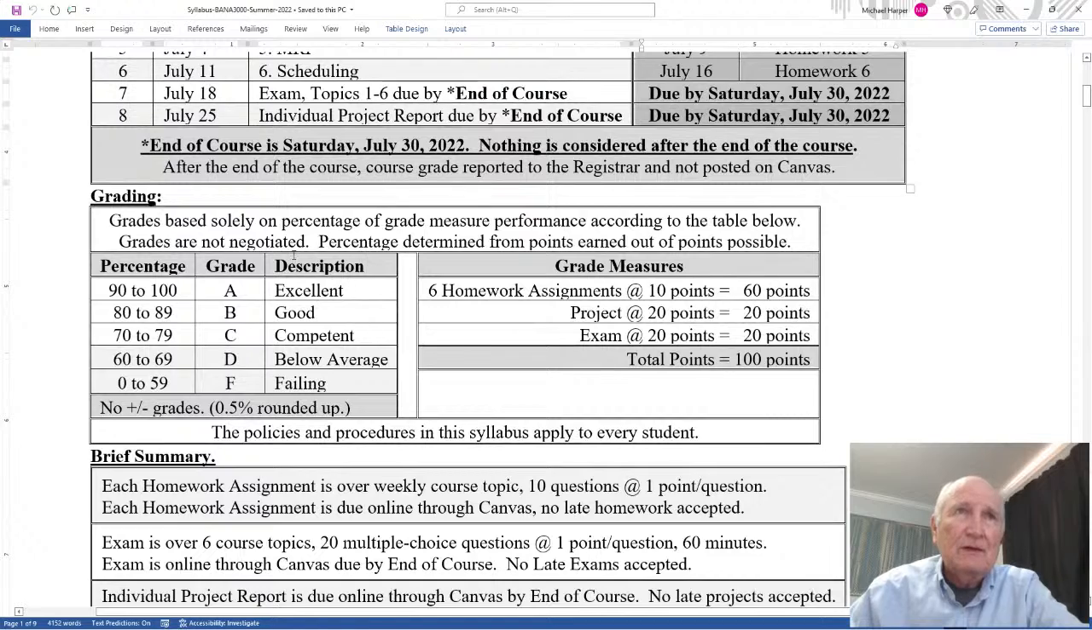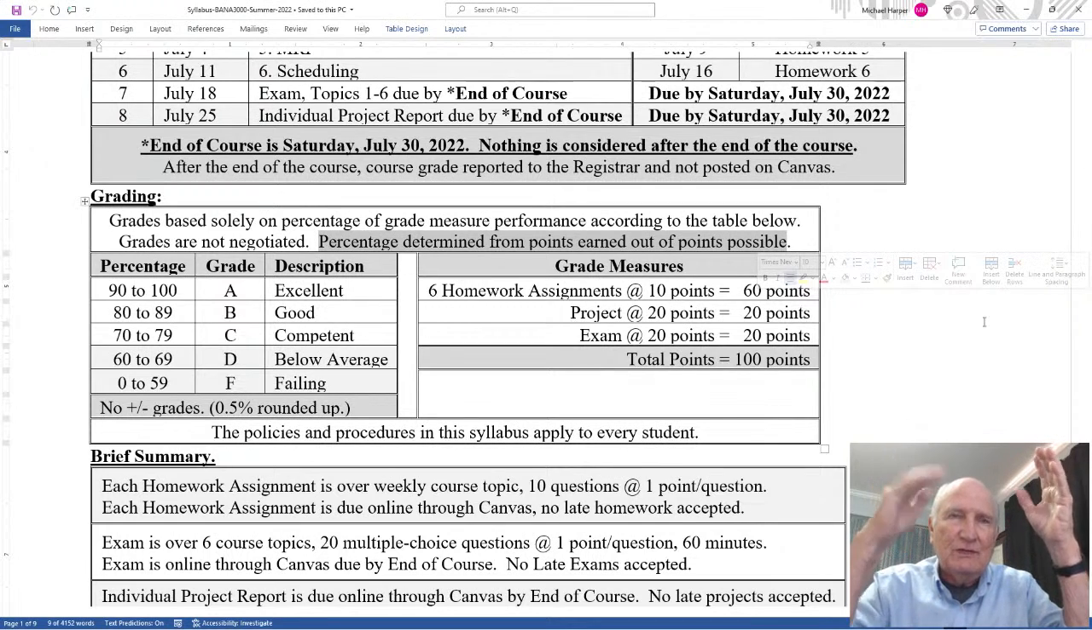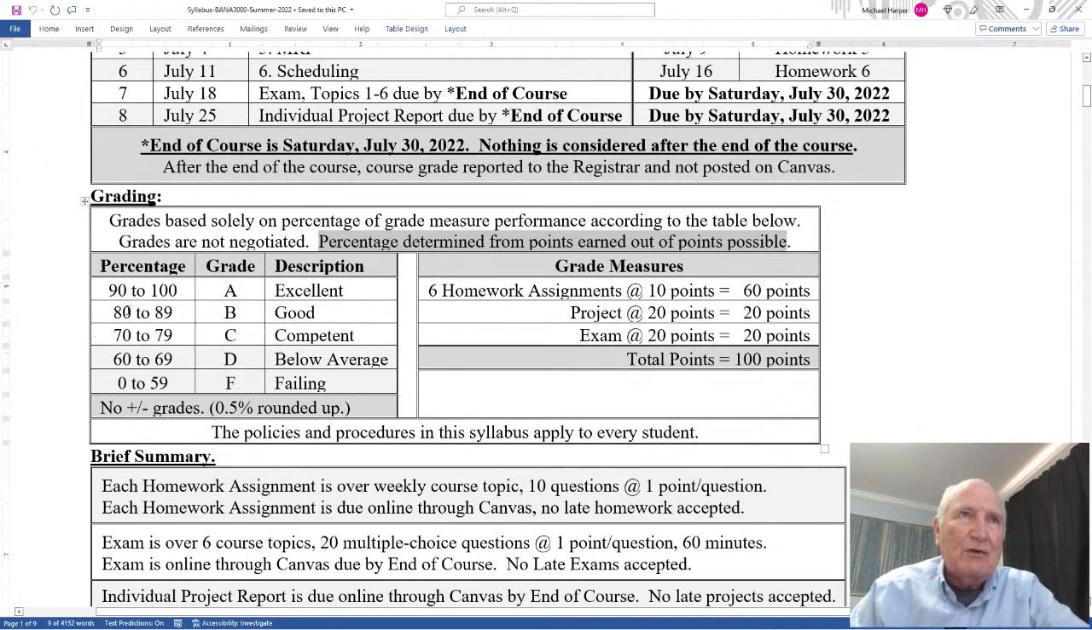As far as grading, grades are based solely on the percentage of grade measure performance according to the table below. Grades are not negotiated. Percentage is determined from points earned out of points possible. The reason I say this, be very careful on Canvas. Canvas will give you all these percentages, but they measure it all different ways. It gets confusing. I asked them not to do it, but they say they can't. So here's the points possible, here's the points earned. That percentage you compare over here, and that tells you exactly what your letter grade is.